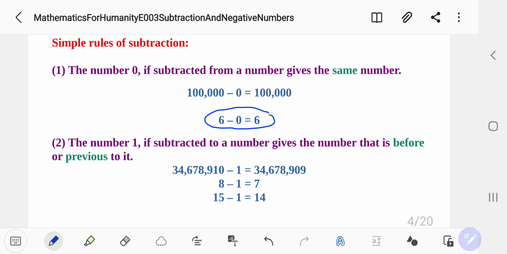The next rule is the number 1, if subtracted from a number, gives the number that is before or previous to it. The first example is a very large number. You have 34,678,910 minus 1 is just 34,678,909. Let's check the smaller number so that you will see rule number 2. You have 8 minus 1 is equal to 7. 7 is a number that is before 8. So rule number 2 can be seen in this example.